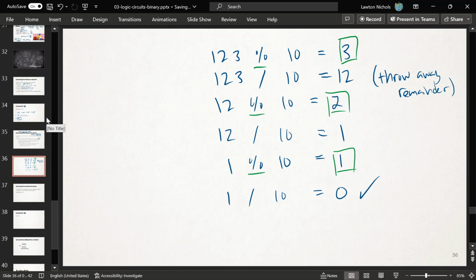Does this make enough sense to us? I haven't even talked about binary yet. Does this idea make enough sense? Shaking heads. Any questions that would help it make sense?